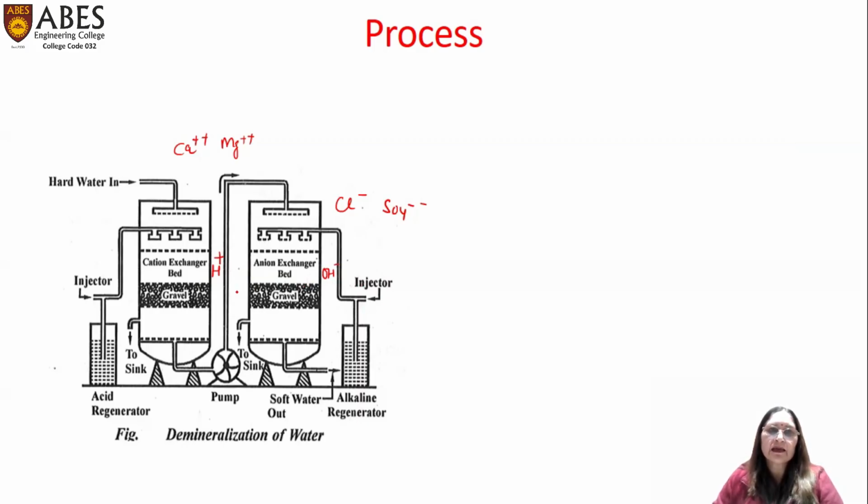After this, the cation exchanger bed and anion exchanger bed get completely exhausted. Exhausted means the cation and anion exchangers are used continuously, and they lose their ion exchanging capacity and become exhausted.